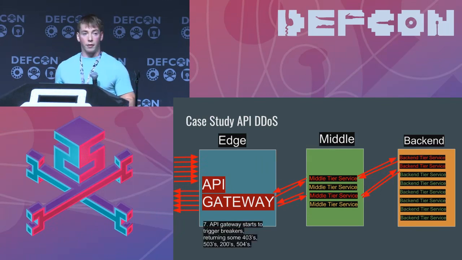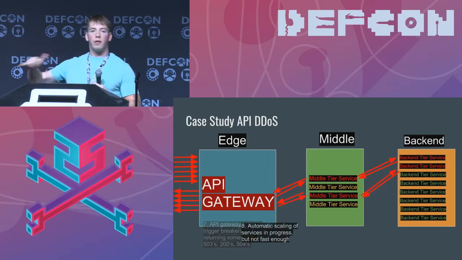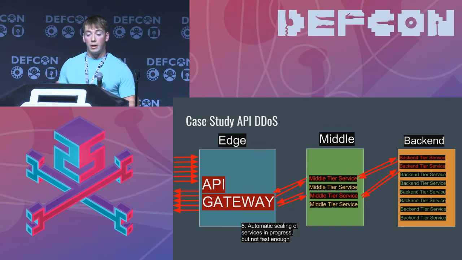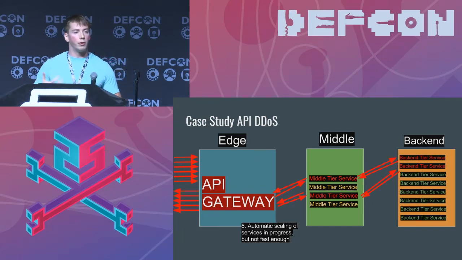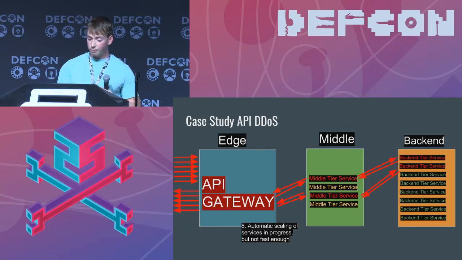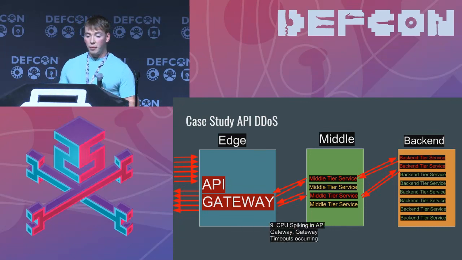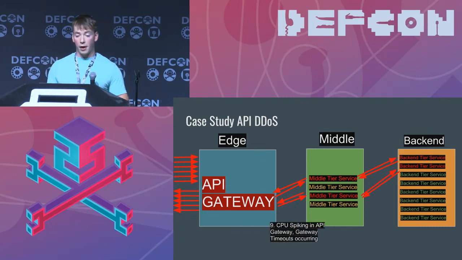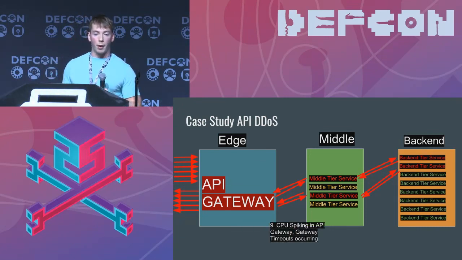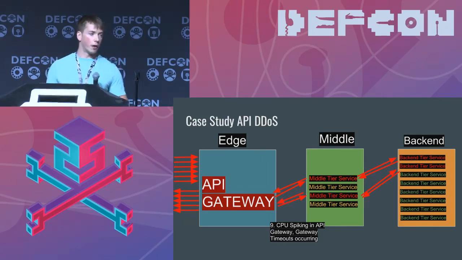And the API gateway had to start responding. So it starts triggering breakers. The WAF's kicking in. Sometimes we're getting 403s, sometimes we're getting 503s, 200s, 504s. But ultimately, all these RPC calls were really slamming the gateway, so it knew it needed to start scaling up, but it couldn't boot itself fast enough during the attack. And ultimately, the CPU just started to smash on the API gateway, and we started getting these gateway timeouts. So we reached a point where the gateway itself could no longer facilitate requests.